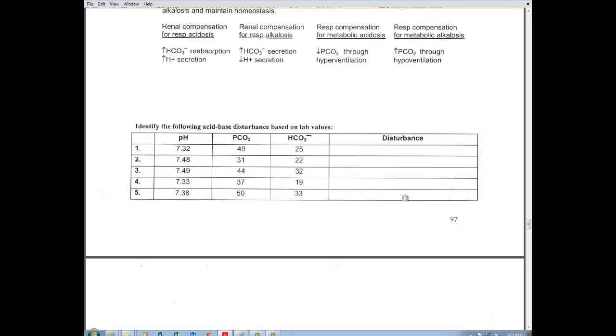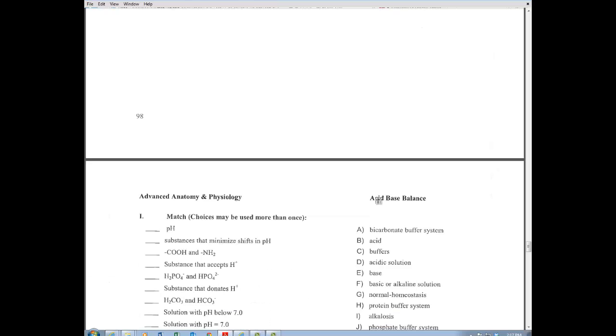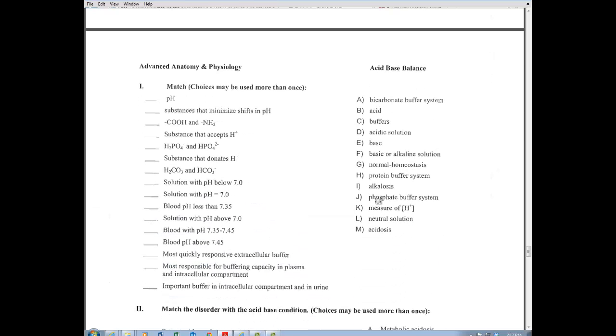Okay, so let's look at the worksheet first. Looking at number one, pH, that would be letter K. It's a measurement of our hydrogen ion concentration. Any substance that minimizes shift in pH, we call that a buffer. And that carboxyl and amine group, that is a protein buffer system. A substance that accepts hydrogen ion, that is a base because it takes the hydrogen ion out of solution. And these two phosphate ions, those are part of the phosphate buffer system, letter J.